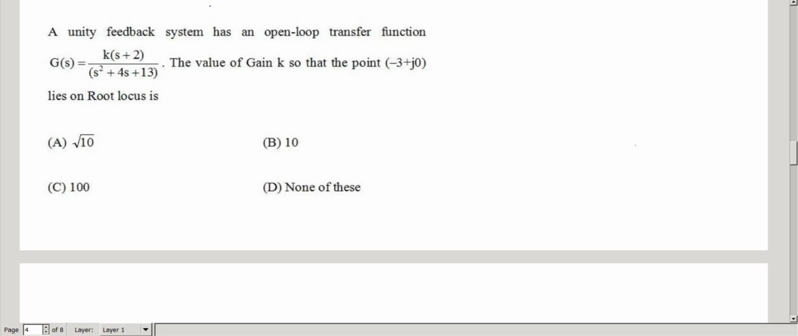The value of the gain k so that minus 3 plus 0 lies on the root locus. If a point lies on a root locus, first of all the angle condition must be satisfied. So what is the angle condition? Plus or minus 180, that is odd multiples of 180. And the magnitude should be 1. To find the value of the gain k, the angle condition must be satisfied. If the angle condition is satisfied, then the magnitude condition must be satisfied. Magnitude of G(s)H(s) is 1.